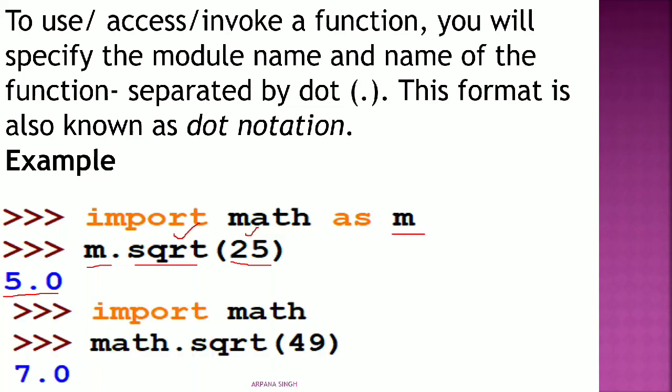You can also write like this: import the module name, and module name dot the function name. So if you have not used any alias name here, then you have to use module name dot function name. Then you will get 7.0 as answer.